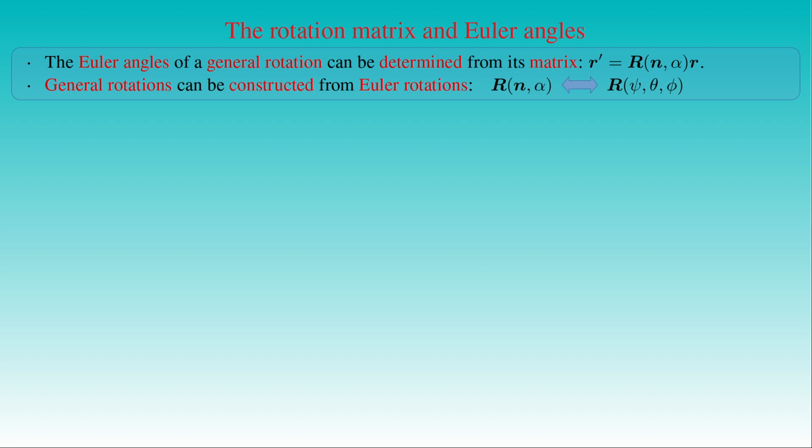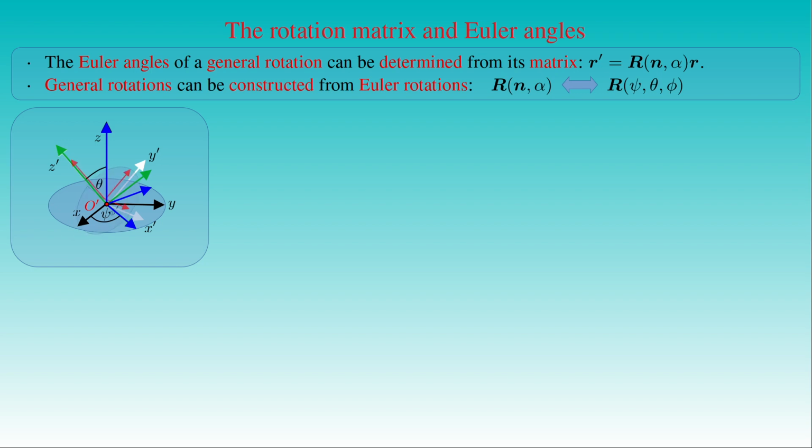When we define the Euler angles by introducing the three Euler rotations of a Cartesian coordinate system, we use the following convention. First, we rotate the coordinate system counterclockwise about its z-axis through the angle psi. Then we rotate the coordinate system counterclockwise about its x-axis through the angle theta. In the last step, we rotate the coordinate system counterclockwise about its z-prime axis through the angle phi, such that the axes x and y are brought into the x-prime and y-prime axes.